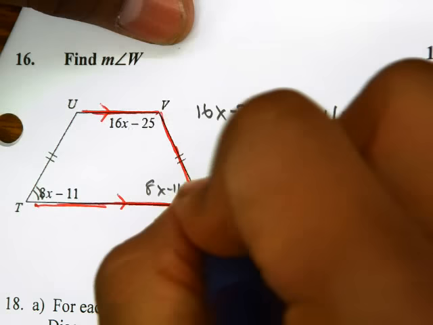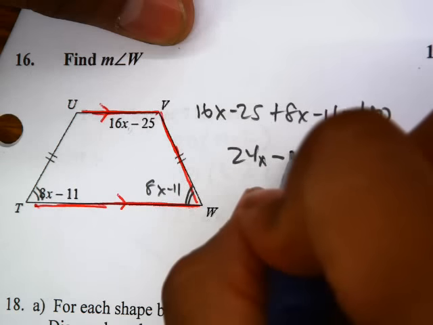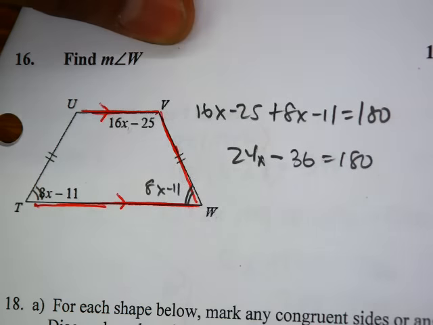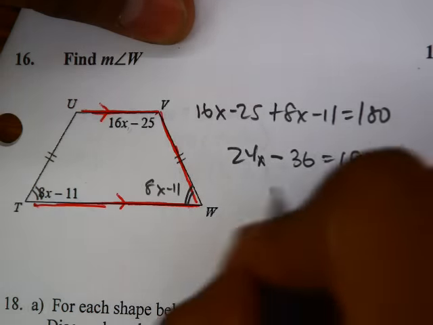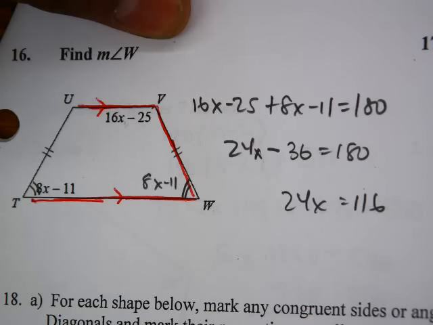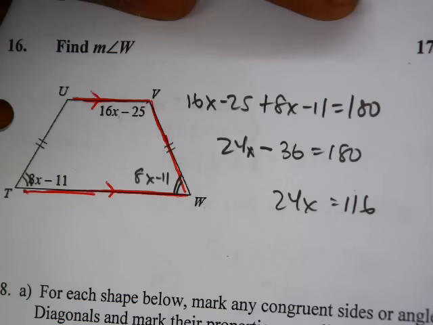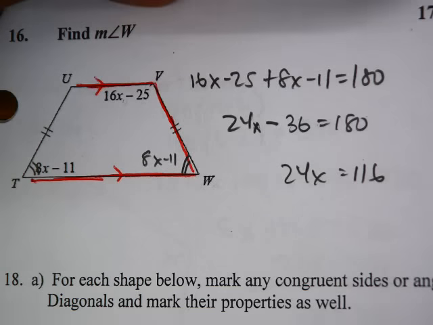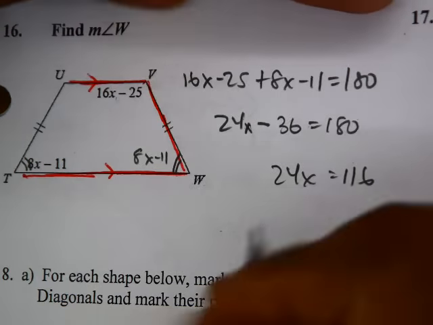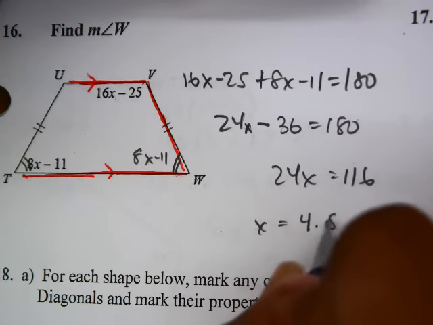So 8 and 16 is 24, 25 and 11 is 36. I'll add 36 to 180. So it's 24x equals 116. Divide by 24. Oops, hold on, let me do that again. Yeah. 116 divided by 24 is a decimal, which is not nice.